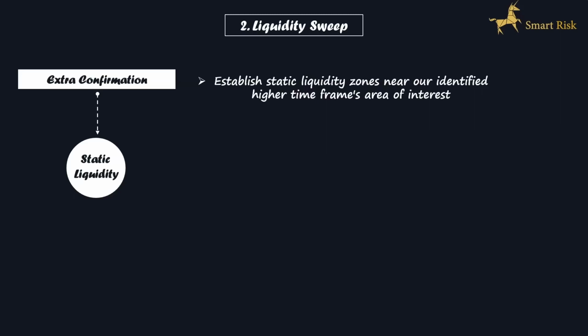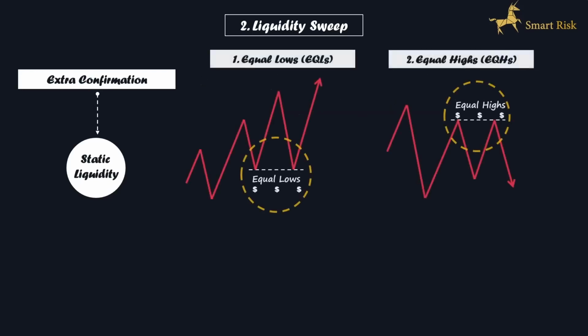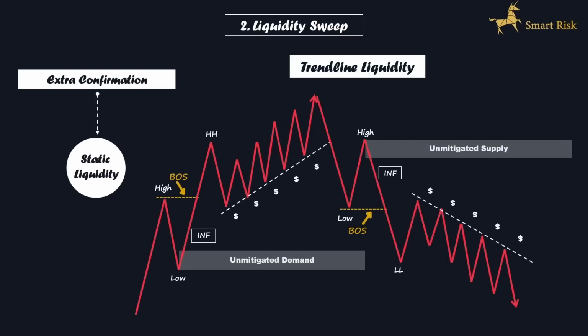However, let's have a quick breakdown of them here. As you know, guys, static liquidity refers to the specific zones in the market where a large pool of money is resting, such as stop losses, buy or sell orders, and also can be found in various areas on the price chart. But the most important and practical types of static liquidity that frequently are seen in the market are equal lows, equal highs, and dynamic trend lines. Each of them falls into distinct categories, like double bottom or double top and triple bottom or triple top patterns. Bearish or bullish dynamic trend lines.